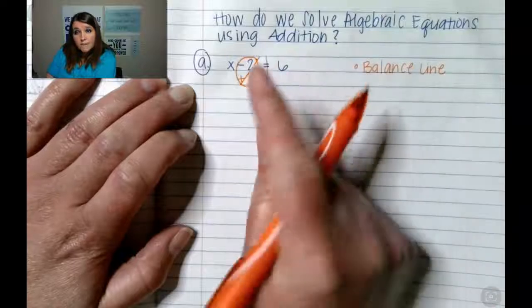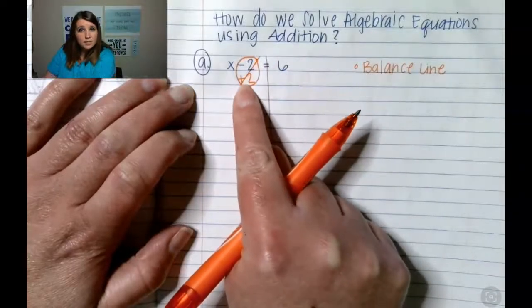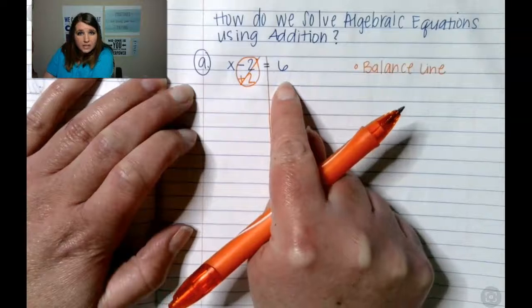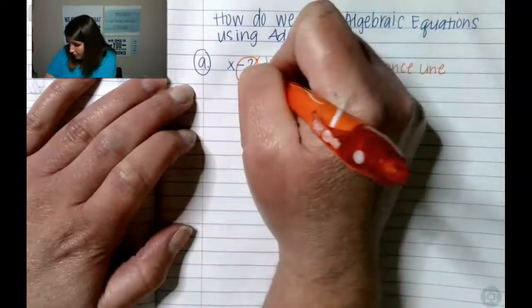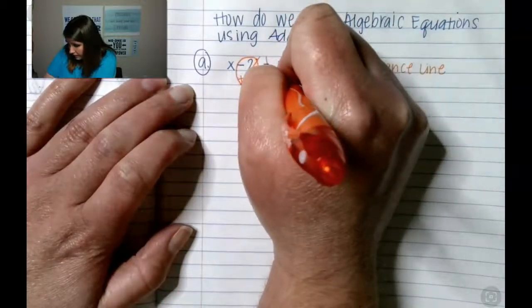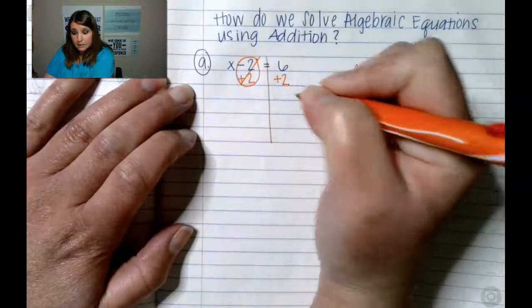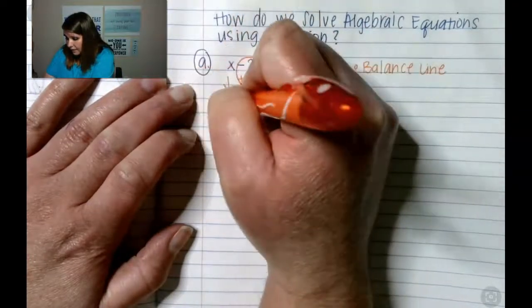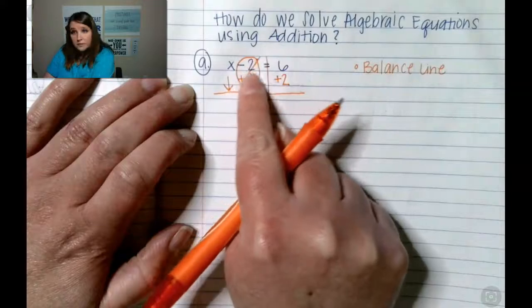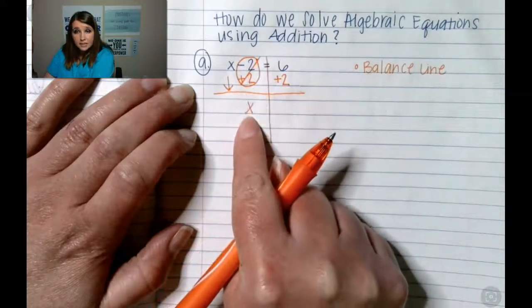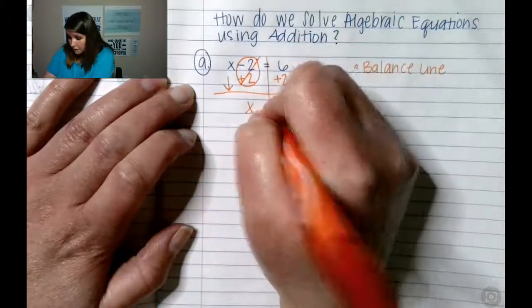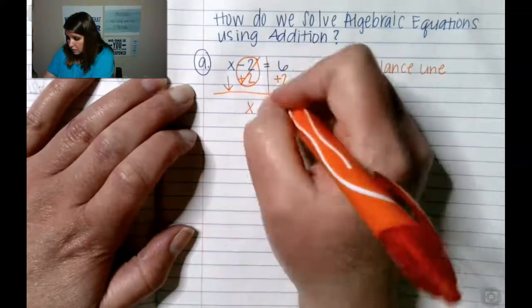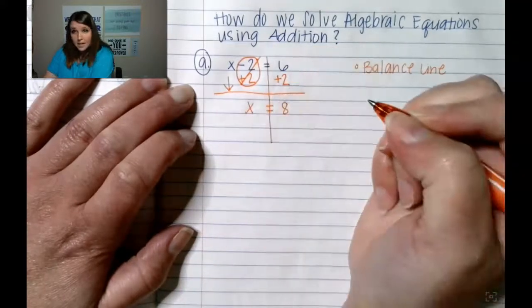Okay? So if I added 2 to this side of my balance, I'm going to have to add 2 to my other side of my balance. I have to keep it balanced. Now, I've isolated my variable. All that I have left on this side is x, and I can solve for x. x equals 6 plus 2, which equals 8.